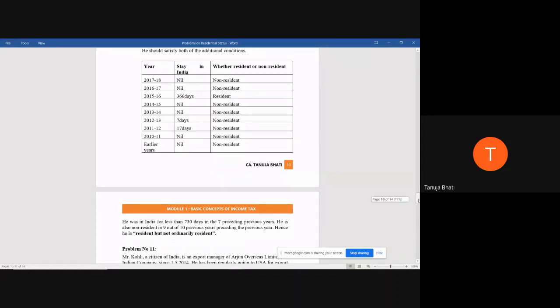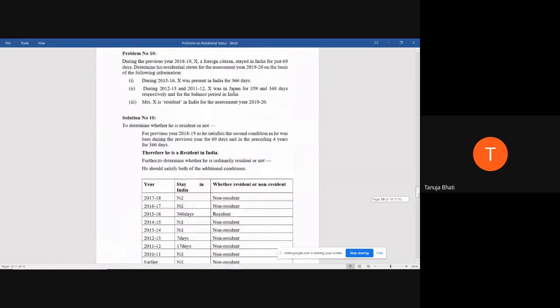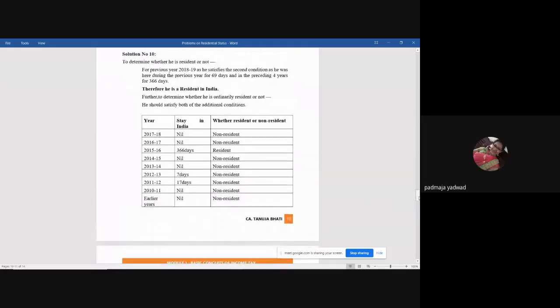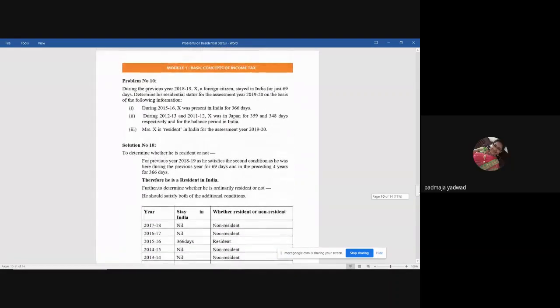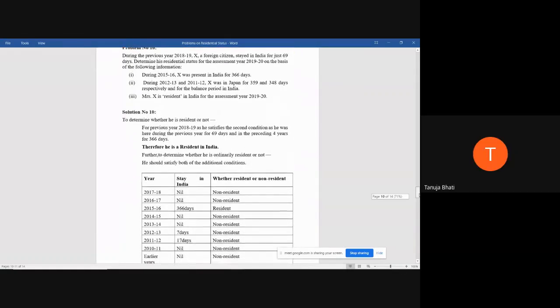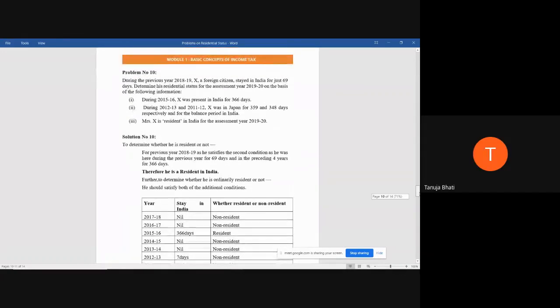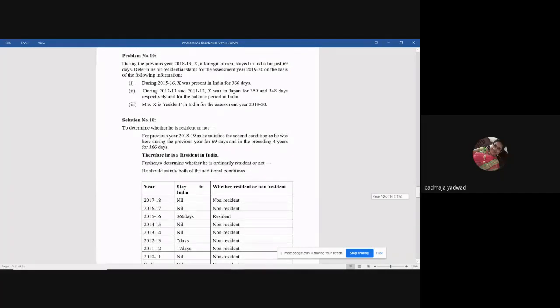Have you all understood the problem number 10? Ma'am, please explain the solution once again. Solution, ma'am. Complete solution, or you just want the additional basic conditions, any one of those? Years, ma'am. Calculation of the days in years. 2015, 16. Okay, yes, ma'am.